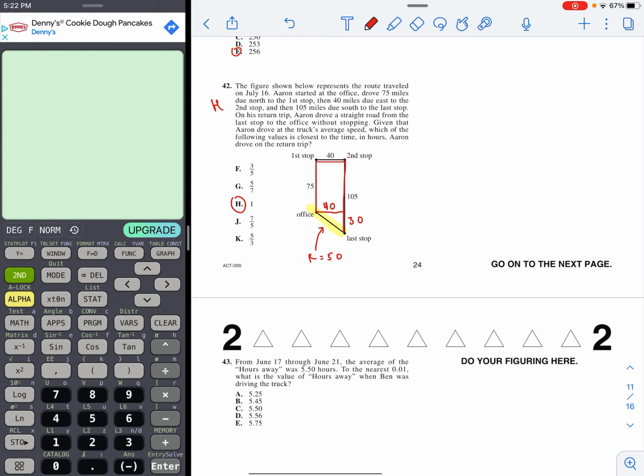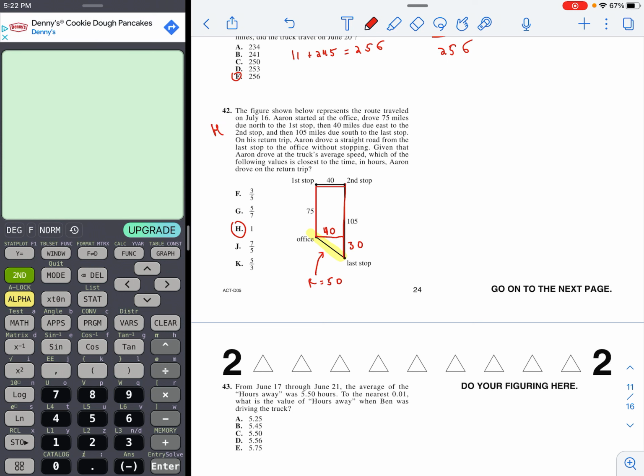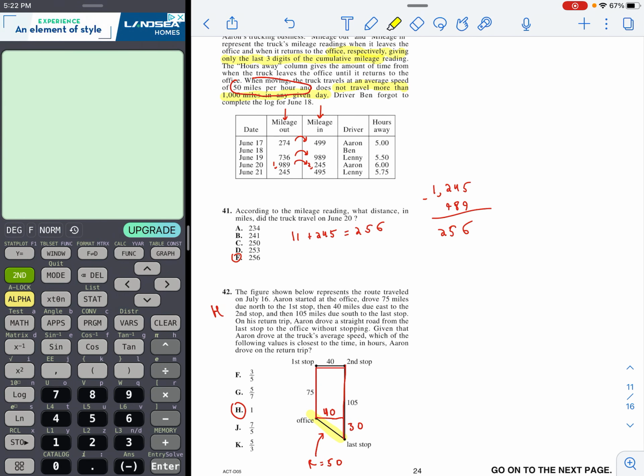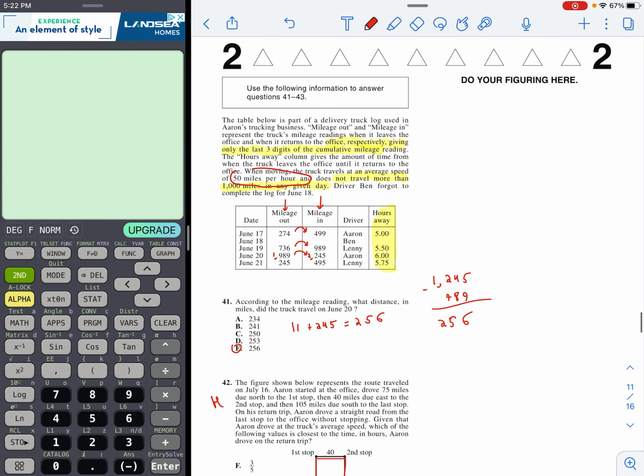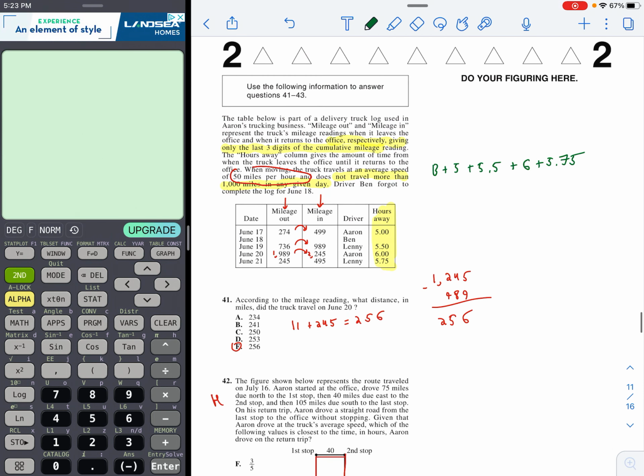Finally, question 43. From June 17th through June 21st, the average hours away was 5.50. To the nearest 0.01, what is the hours away when Ben is driving the truck? Classic problem where we have been given 4 out of 5 numbers in an average, and we're missing the last one. The idea here is if you were to say, I don't know what Ben drives, but I know that if I add Ben's hours away plus Aaron's plus Lenny's plus Aaron's again plus Lenny's again, if these things average out to 5.50, that means if I take all these numbers, I divide by how many there are, which is 5, I would get 5.50.